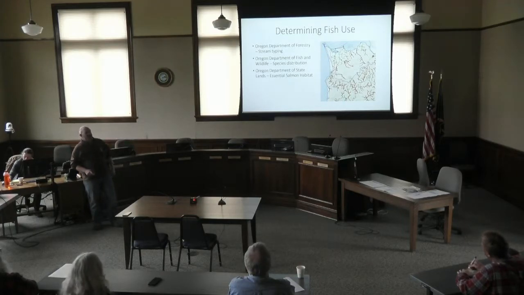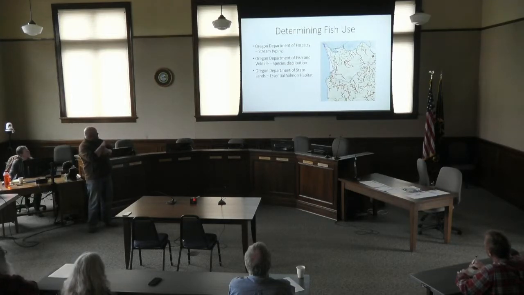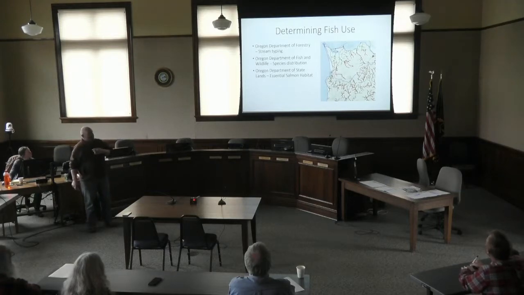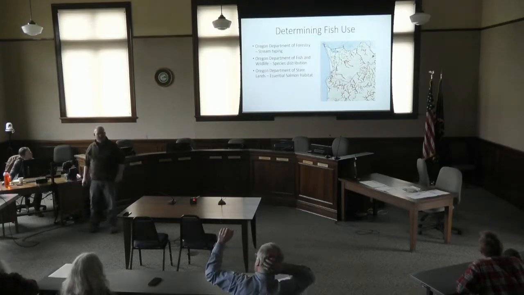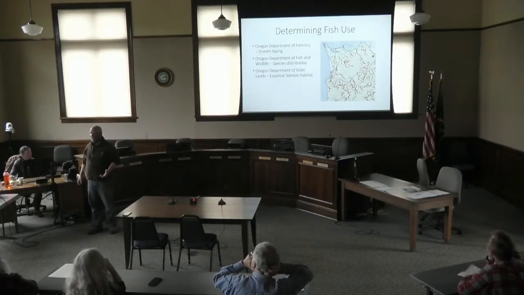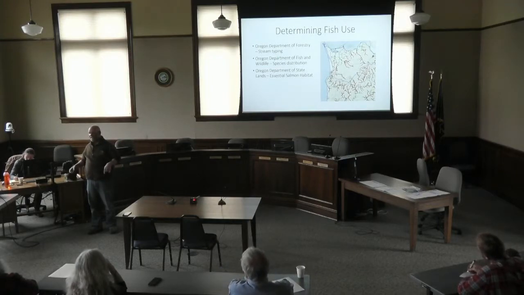That is the coho distribution layer from ODFW. So that is Johnson County, and every one of those green and red lines is a coho stream. And then the Department of State Lands has another GIS layer called Essential Salmon Habitat. Basically that means there's coho or steelhead in that stream.